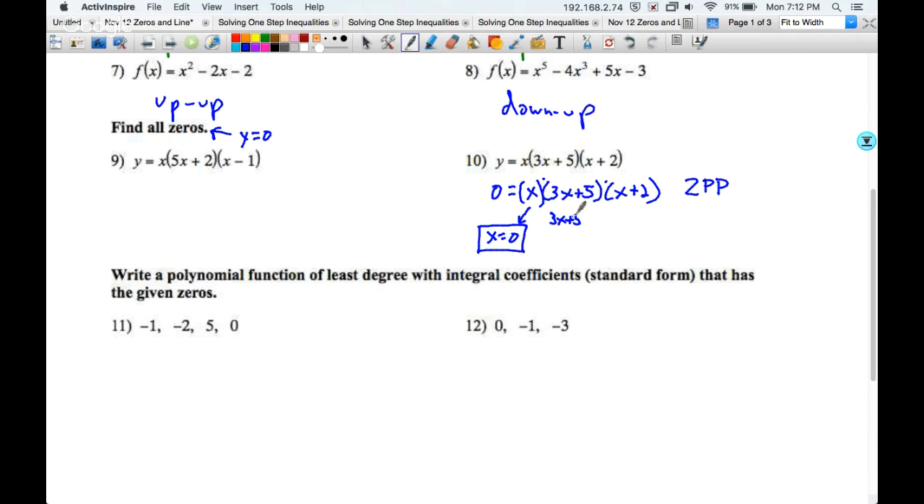3x plus 5 equals 0. Well, this one just needs a little bit of manipulation. Subtract 5 from both sides. 3x equals negative 5. Divide both sides by 3. And we'll get that x equals negative 5 thirds. And x plus 2 equals 0. Subtract 2 from both sides. You get that x equals negative 2.